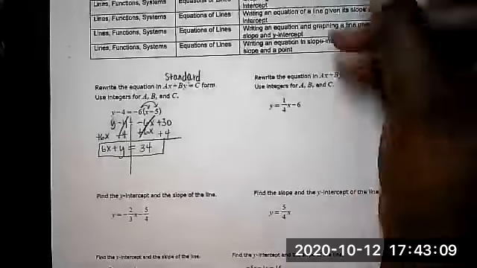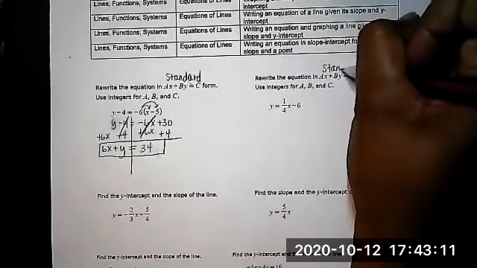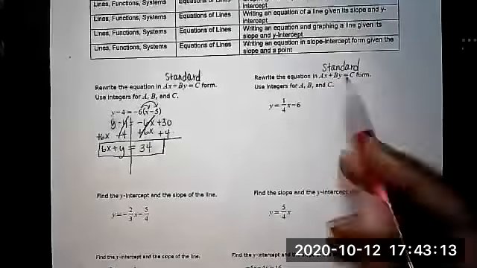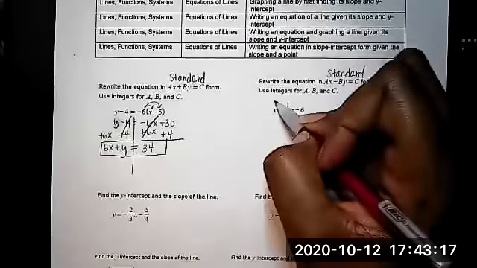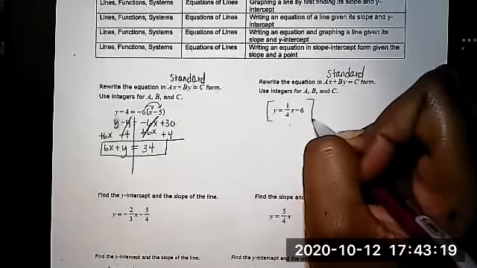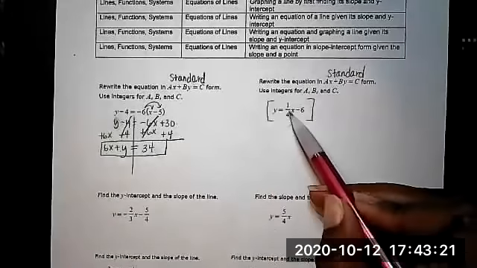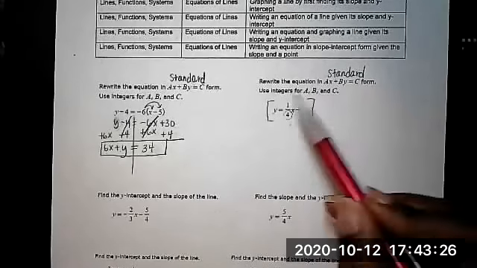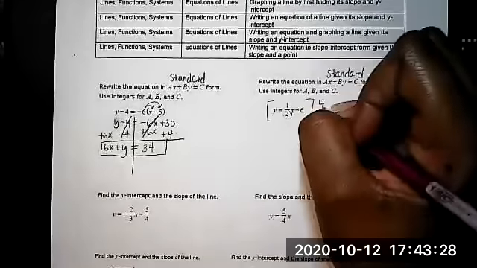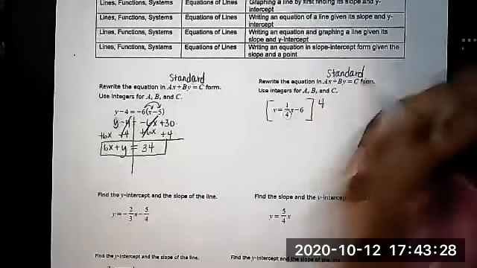All right, here's standard form again. But as you see in our problem, we actually have a fraction. When you have a fraction in the problem, I need you to multiply by whatever that denominator is. Okay, see, this is the denominator, it's 4. So we're going to multiply every single thing by 4. We're getting rid of that denominator.